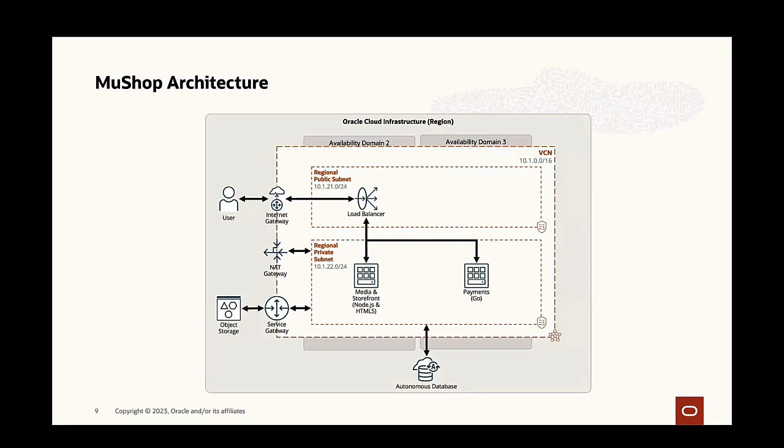Now, taking a look at the architecture, it's a very simple 3-tier architecture. The database layer is at the bottommost layer, and we use Autonomous Database. If you look at the front end, the layer is the load balancer. We provide the load balancer in the public subnet. The application layer is in the private subnet.